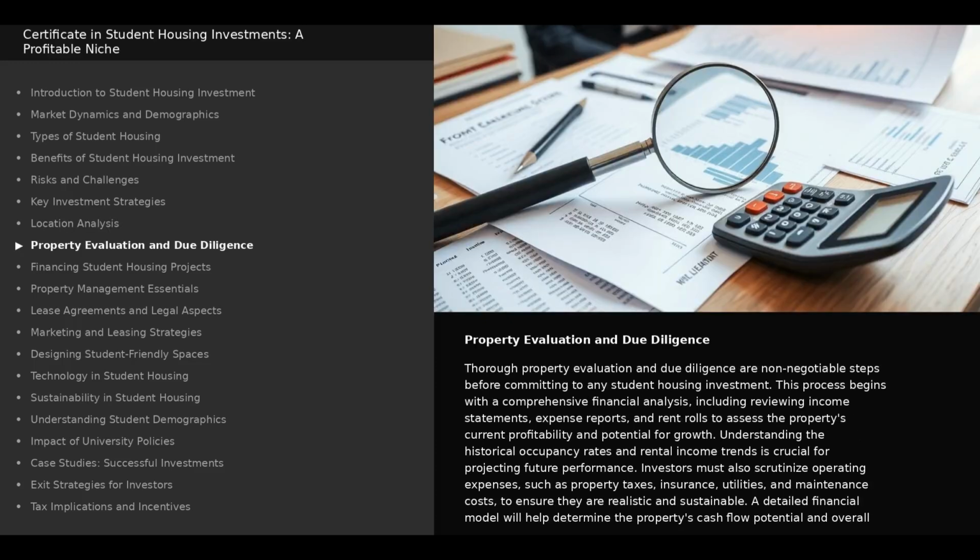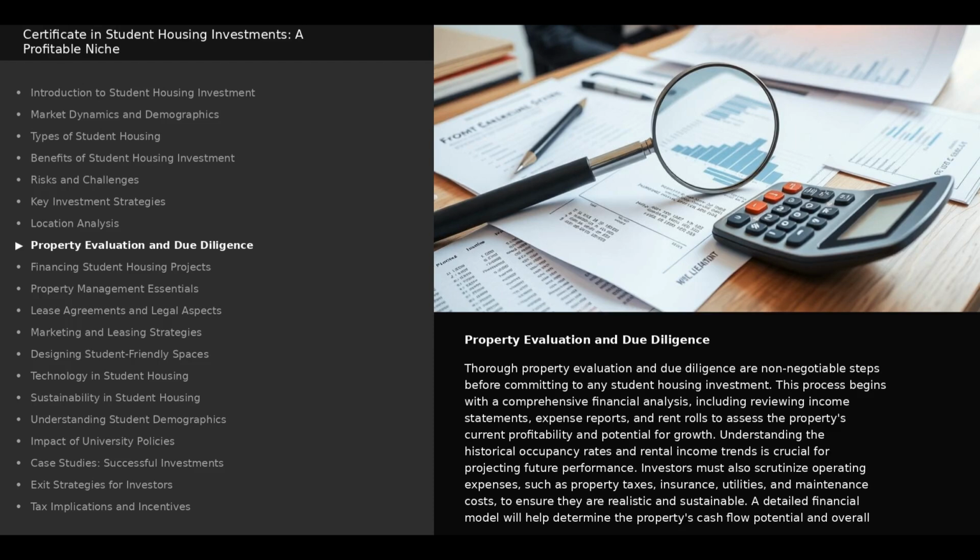Property evaluation and due diligence. Thorough property evaluation and due diligence are non-negotiable steps before committing to any student housing investment. This process begins with a comprehensive financial analysis, including reviewing income statements, expense reports, and rent rolls to assess the property's current profitability and potential for growth. Understanding the historical occupancy rates and rental income trends is crucial for projecting future performance.